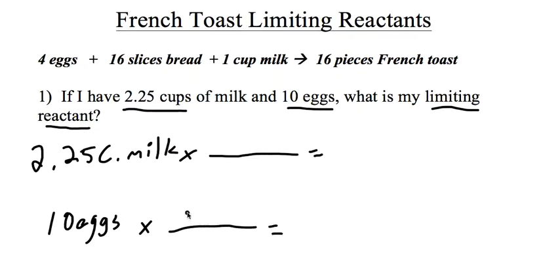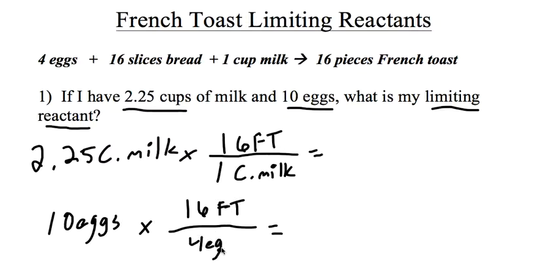So I'm going to use both reactants given to try to figure out how much product I could make. Based on this equation, this is my given, and then my ratio here is 1 cup of milk per 16 pieces of French toast. And down here, for every 16 pieces of French toast, my ratio is 4 eggs that I would use. If I use this process, this would give me 36 pieces of French toast. Just by taking 2 1/4 times 16, this would give me 40.